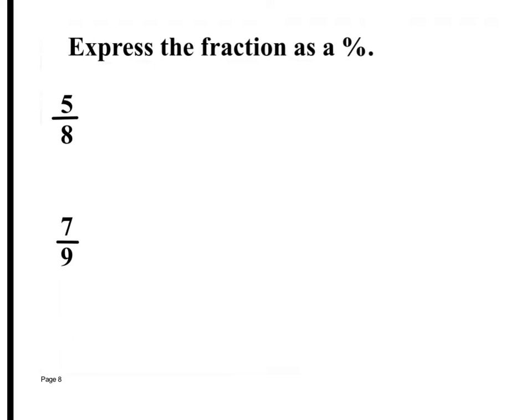The last thing we're going to do is express a fraction as a percent. So write this down. To express a fraction as a percent, the first thing we do is we change the fraction to a decimal. Have we done that before? Yes, we know how to do that. What I do is I take the top number divided by the bottom number. 5 divided by 8, which, if you know, comes out to 0.625.